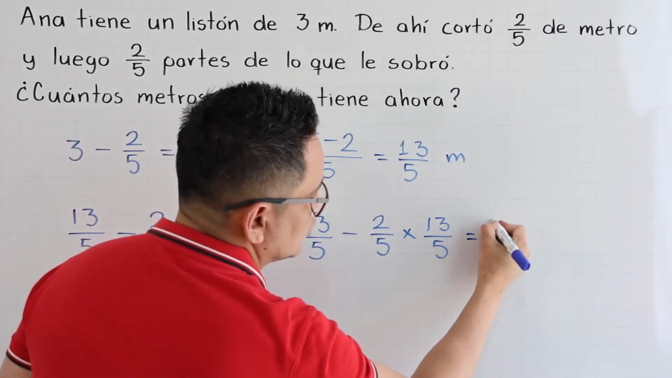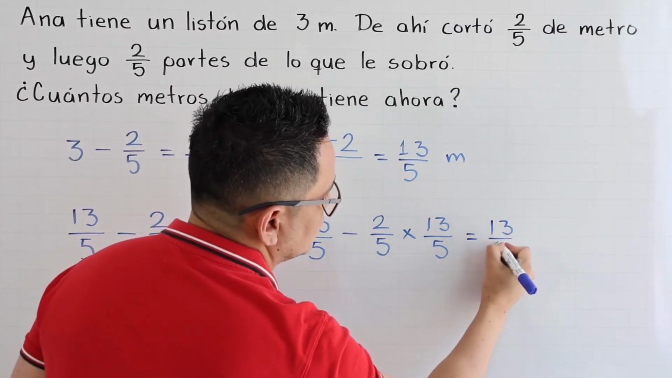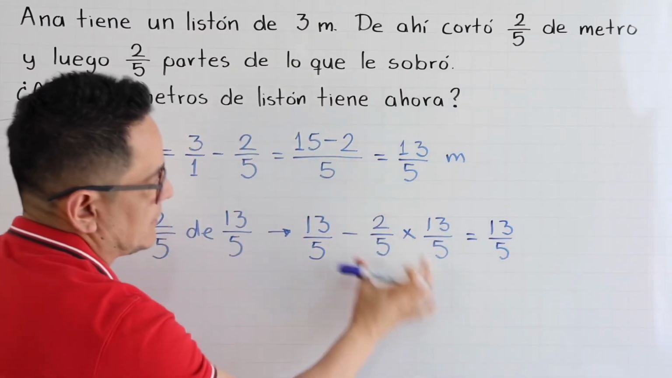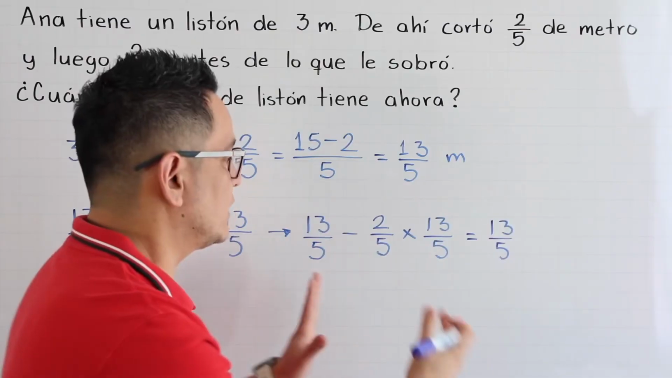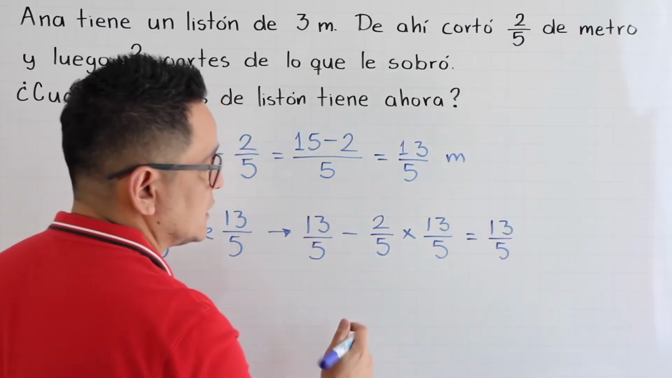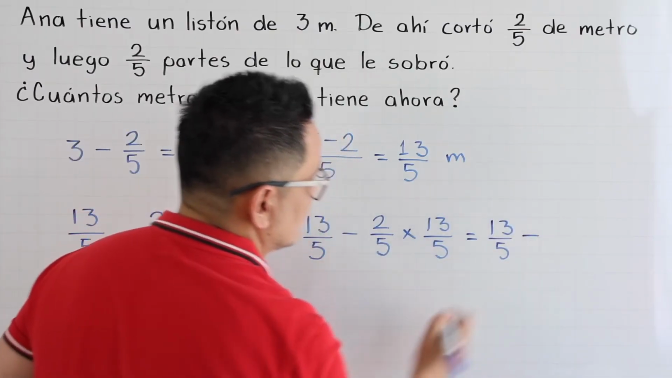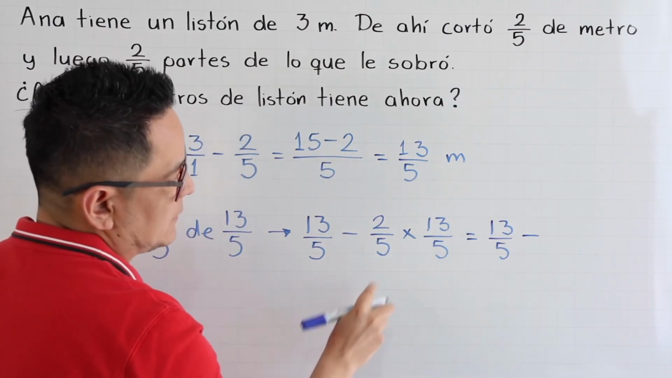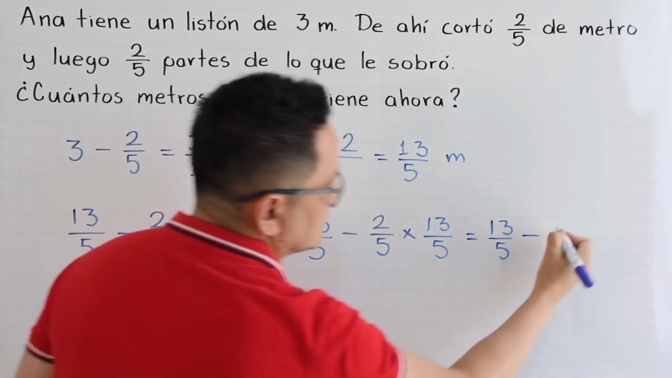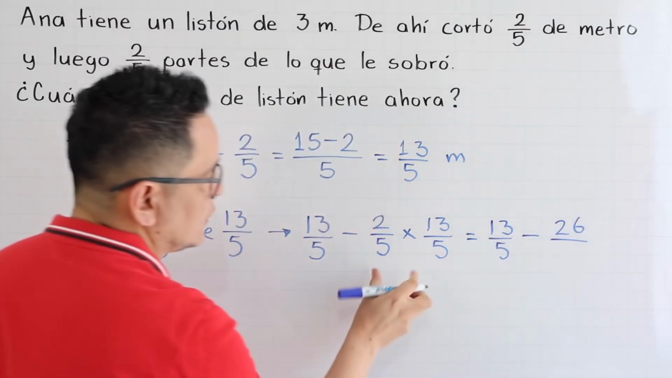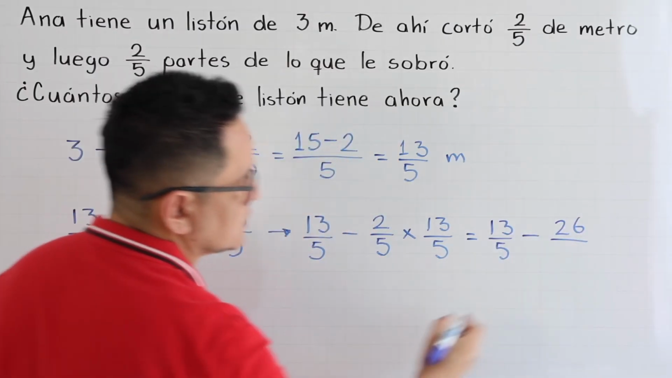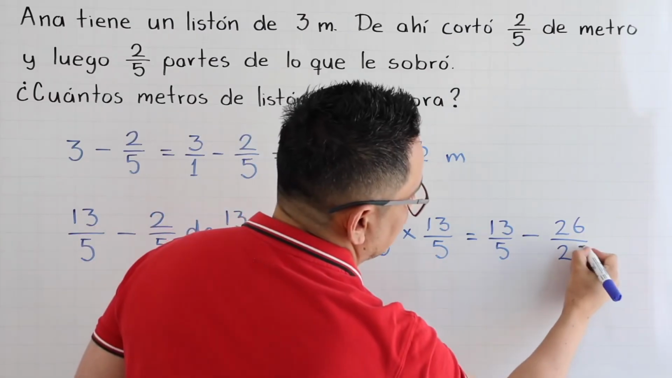I'm going to bring down this 13/5 for now. If you want, you can do this operation first and then do the subtraction. I'm going to carry everything along, so we don't forget the process. All right, let's continue. We put a minus sign and do this multiplication. 2 times 13 is 26. This goes in the numerator, and in the denominator, we have 5 times 5. 5 times 5 is 25.